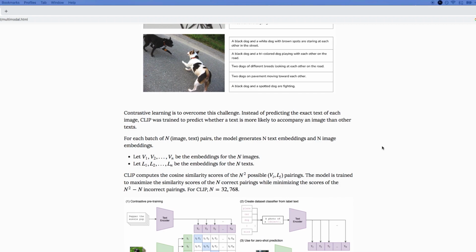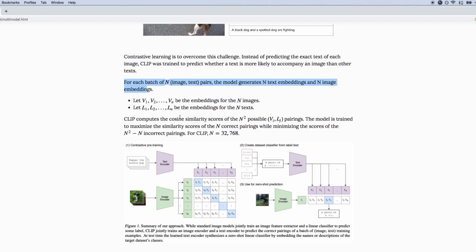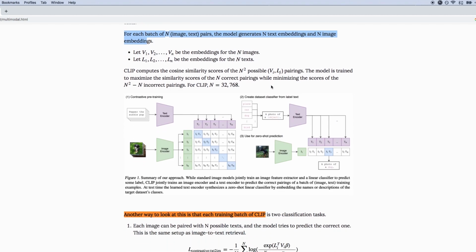Instead of predicting the exact text of each image, CLIP was trained to predict whether a text is more likely to accompany an image than other texts. For each batch of N image-text pairs, the model generates N text embeddings and N image embeddings. Let v1, v2, ..., vn be the embeddings for the N images. Let l1, l2, ..., ln be the embeddings for the N texts.